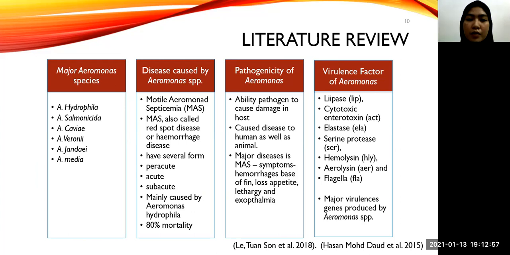Disease caused by Aeromonas has several forms such as peracute, acute, and subacute. It is mainly caused by Aeromonas hydrophila, which can cause 80% mortality, and this pathogen can cause damage in the host and cause disease in humans as well as animals.